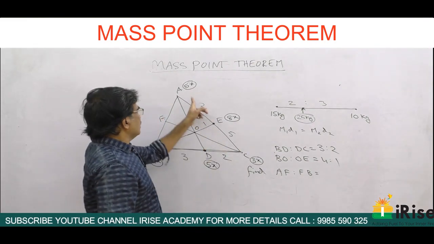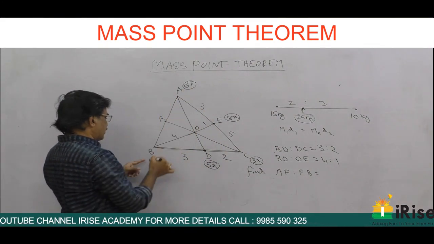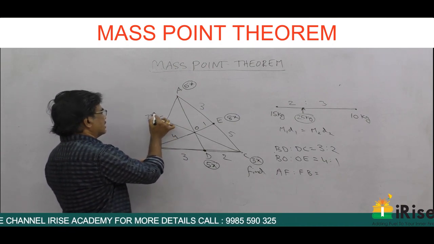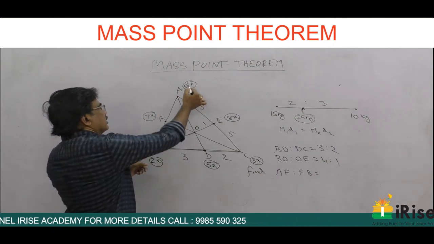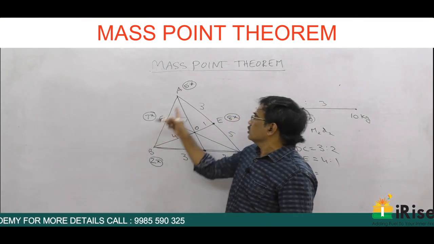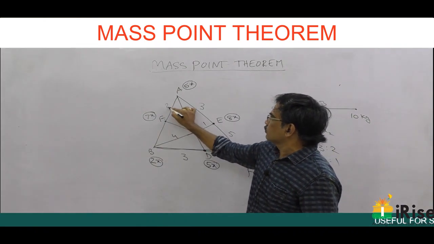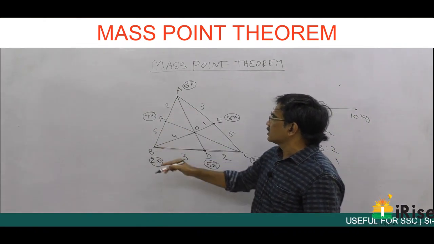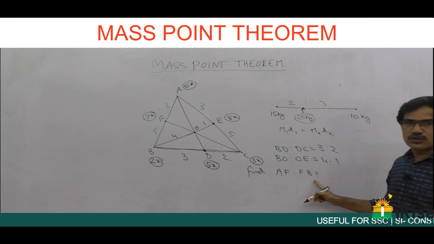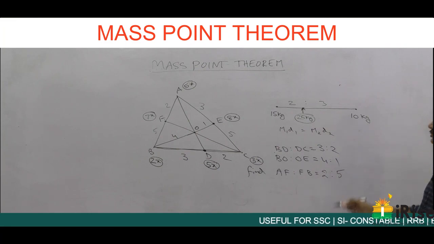Understood? So here also, what is AF is to FB? At this point this is 5x, this is 2x, so the total 7x acts at this point. Here the weights are in the ratio 5:2, therefore the distances are in the ratio 2:5. This is 2 parts and this is 5 parts, therefore AF is to FB is equal to 2:5.